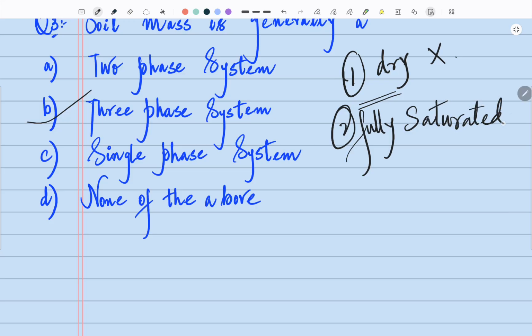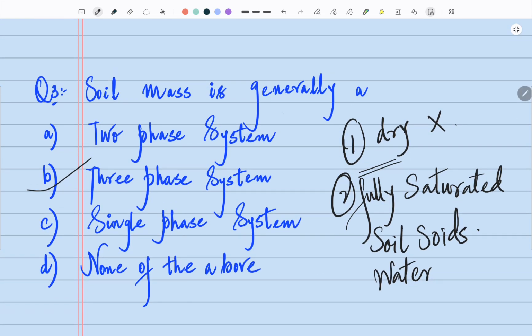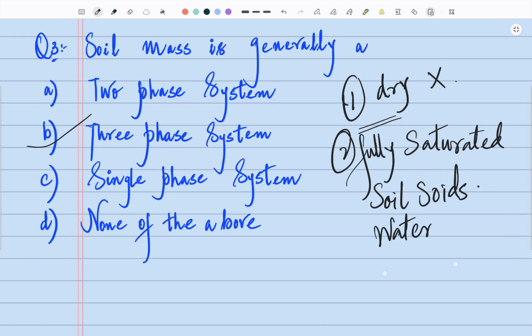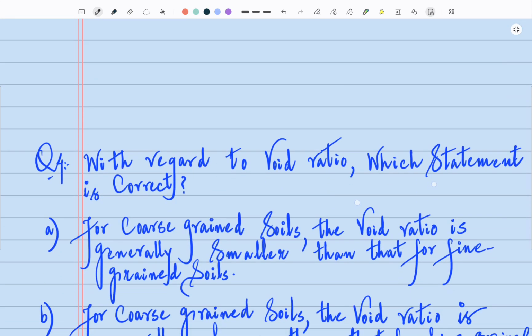In that case also it becomes a two-phase system with soil solids and the voids are filled with water. But generally the soil mass is a three-phase system with soil solids and the voids can be filled with water and air. All right, moving on to the next question.